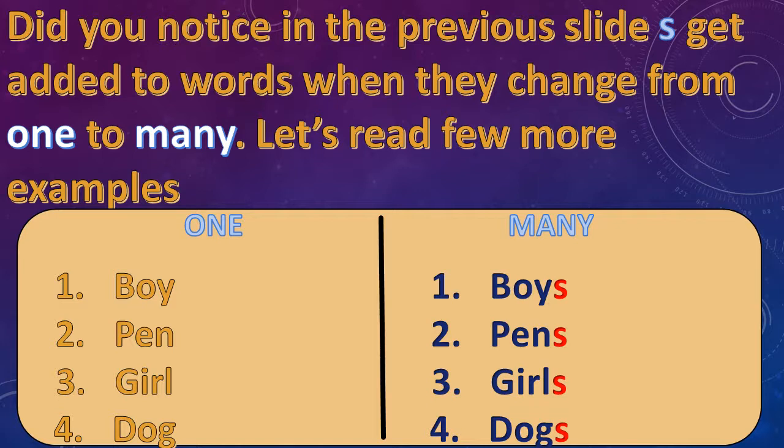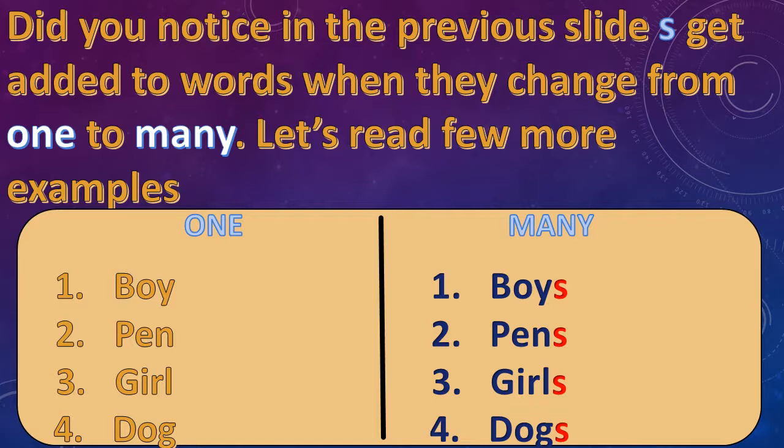Boy means one boy. Boys means more than one boy. Now it can be two boys, three boys, or maybe more than that. When we change boy to many, we add S. What do we add? S. When we add S, it shows there are many boys.